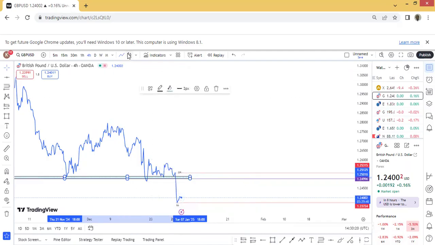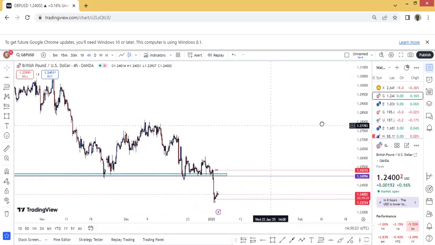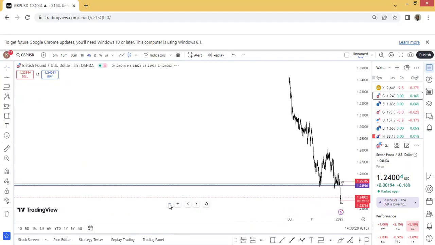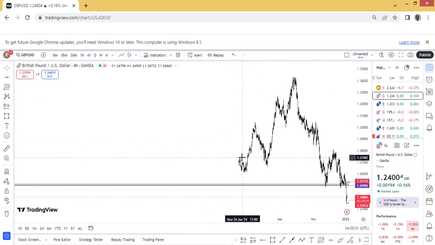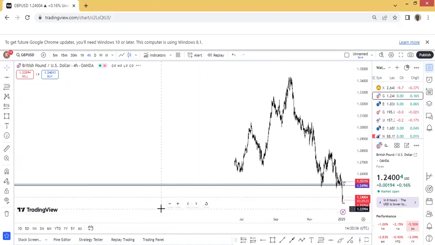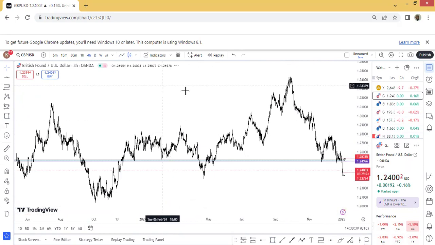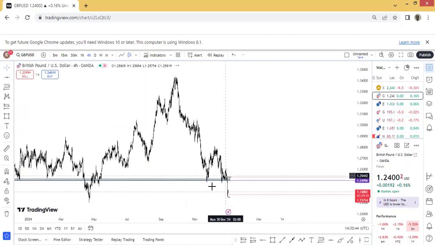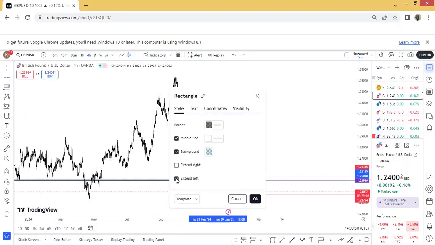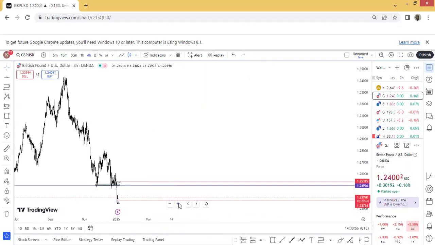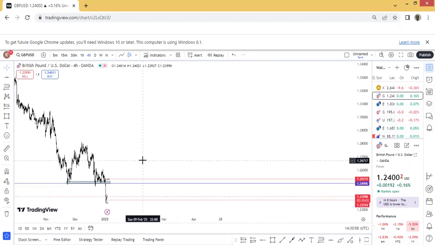So then let's come to our bar chart. See how price has respected this zone. See how this zone has been respected. Beautifully. I don't like keeping my chart dirty. I want it to be clean.